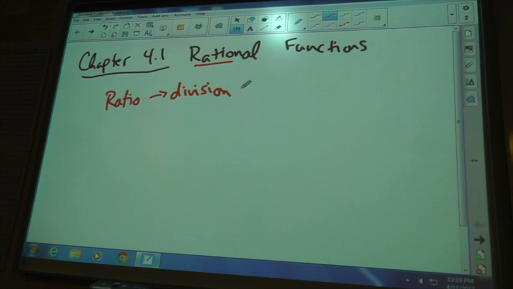Rational functions. Now, let's see if we can analyze what this means. Rational. Do you see any base words or root words in there? Even within there's ratio. What does ratio mean? Division, fractions. So basically we're combining everything that you loved in chapter 3 with fractions, which you all love.